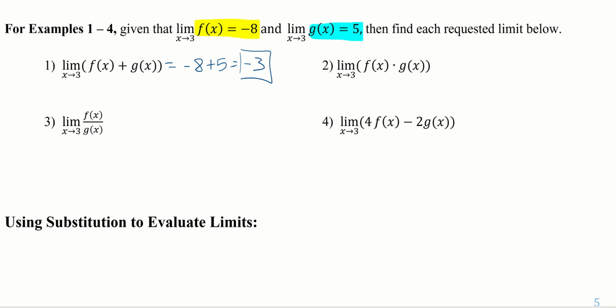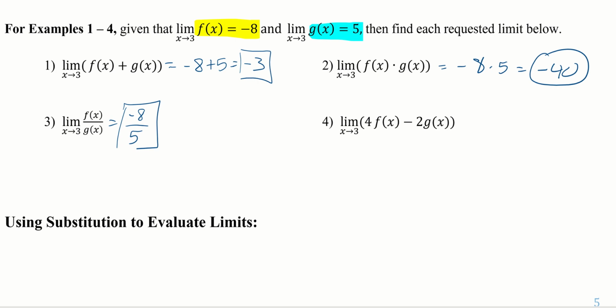Number 2 is the product. So I'm going to do f of x, so -8 times g of x, which is 5. And that's going to come out to be -40. We've got the quotient. Again, we want to make sure that the denominator doesn't go to 0. So f of x is equal to -8, g of x is 5, and that's as simplified as we can have it. We can't reduce it at all, so we're good with that.